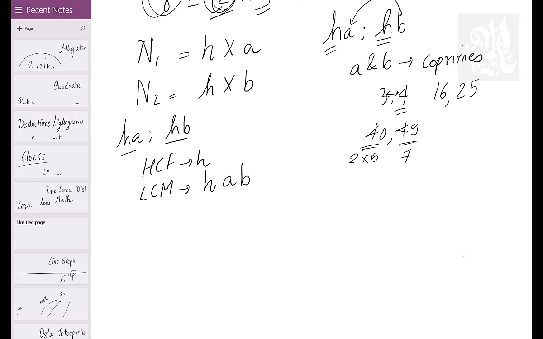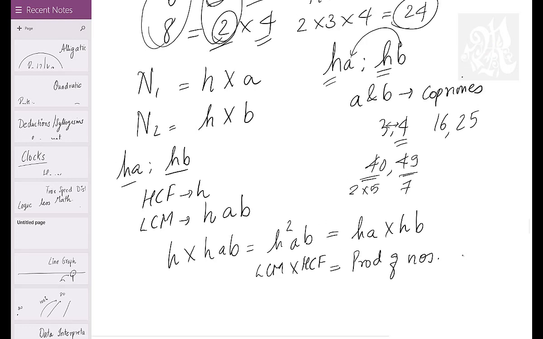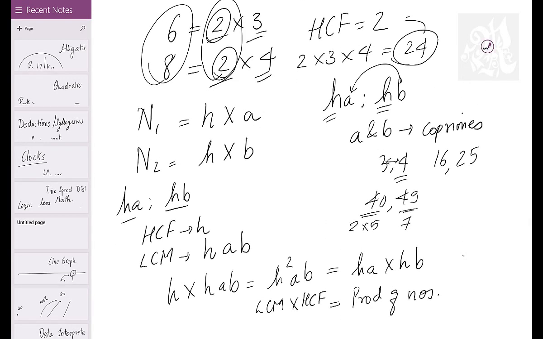Alright. Let's say I multiply these two. HCF into LCM will become H into HAB. What is H into HAB? H square AB. What is H square AB? HA into HB. What is HA into HB? Product of numbers. So you can always say that LCM into HCF is going to be the product of numbers. In this case, 2 and 24 is how much? 48, and 48 is nothing but 6 into 8. So you can just multiply the HCF and LCM and you get the multiplication of the numbers.